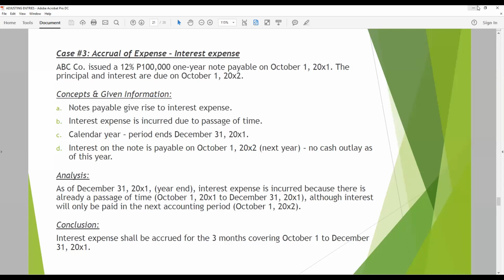So try to compute how much the interest expense is, based on the formula earlier. How much, ma'am?